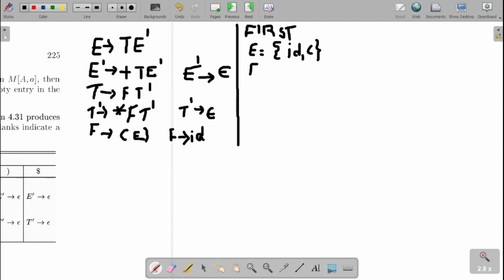Then first of E dash. If you look over here, first of E dash is plus, and if I consider this one, it is epsilon. So first of E dash is plus and epsilon. Then first of T. First of T is F. What is the first of F? Open parenthesis and the ID. So first of T is open parenthesis and the ID.